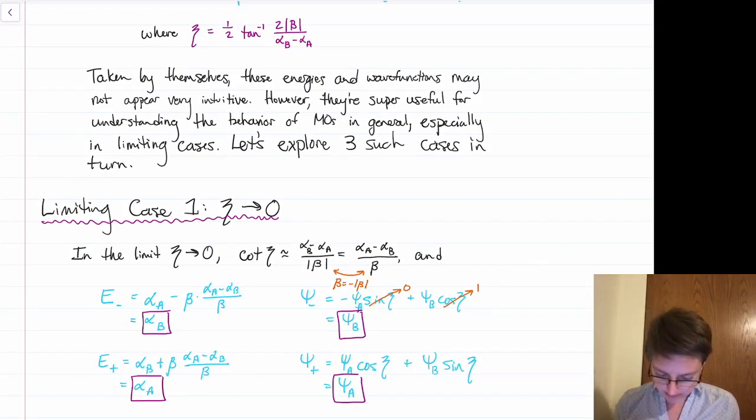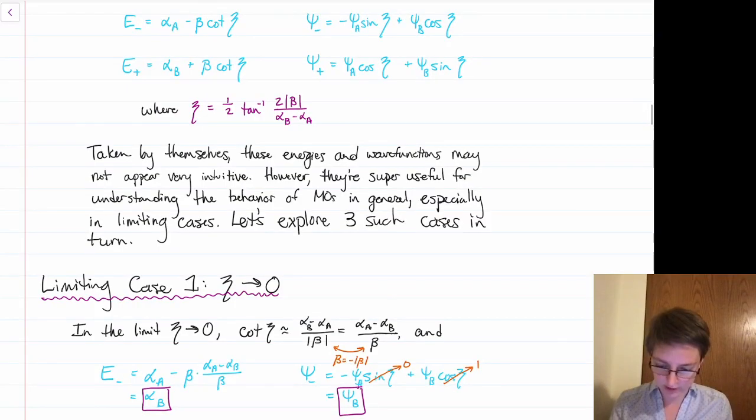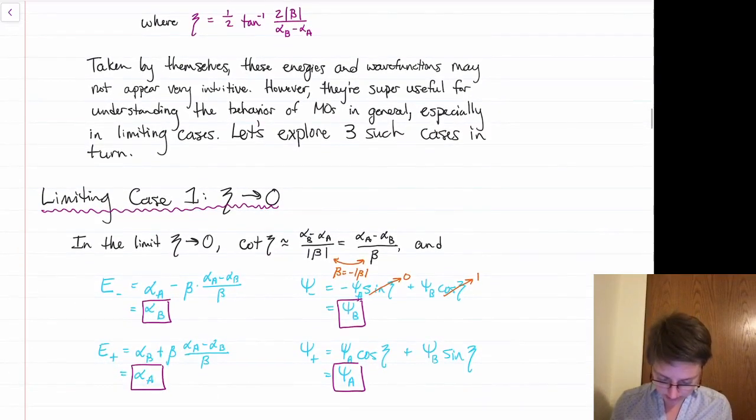Looking at our expression for zeta and looking up some trigonometry rules about how cotangent works, as zeta approaches 0, or at least becomes very small, this cotangent expression is going to simplify for us. And in fact, because cotangent simplifies, we can then plug in our simplified value for cotangent into all of these expressions.